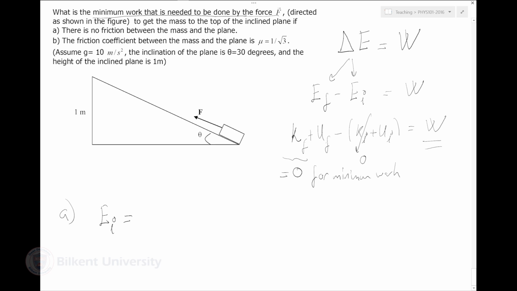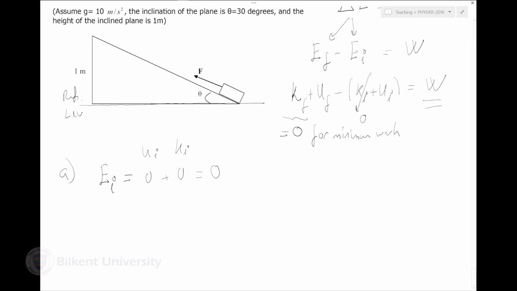Well, it depends. You remember that gravitational energy is always measured with respect to some reference frame. And as long as we are consistent, it doesn't matter what we choose as our reference level, right? So what I'll do is choose my reference level so that my initial potential energy is 0. Initial kinetic energy is 0. So my initial energy is 0.